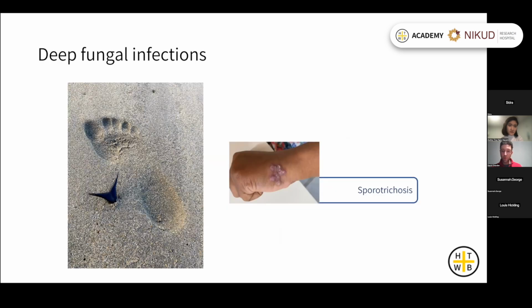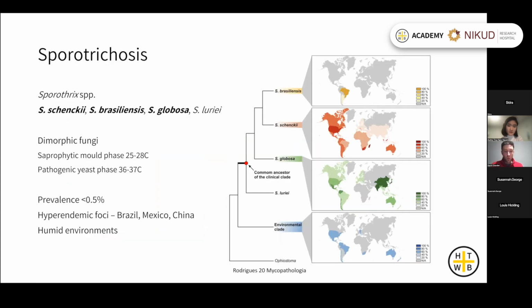Okay, so sporotrichosis now. This is caused by species of Sporothrix. These are the main pathogenic species here, schenckii, brasiliensis, and globosa, and they have different geographic distributions. And these are dimorphic fungi. So in the environment, they exist in a mold phase, and then at higher temperatures inside the human, they convert to a yeast phase, which is pathogenic.